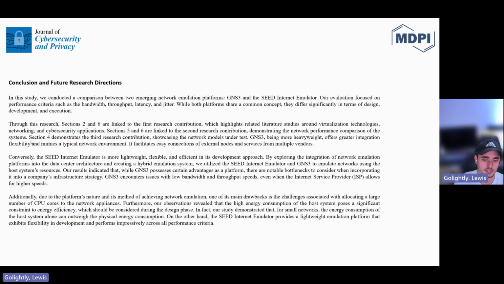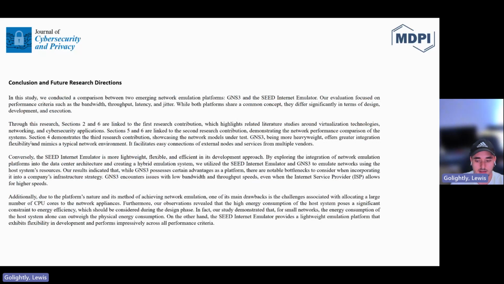Our results indicated that while GNS3 possesses certain advantages, there are notable bottlenecks to consider when incorporating it into a company's infrastructure strategy. GNS3 encounters issues with lower bandwidths and throughput speeds, even when the internet service provider allows for higher speeds. Additionally, due to the platform's nature and its method for achieving network emulation, one of the main drawbacks is the challenge associated with allocating a large number of CPU cores to network appliances. When CPU cores run out, it creates a bottleneck, with you not being able to add more network appliances to that topology.